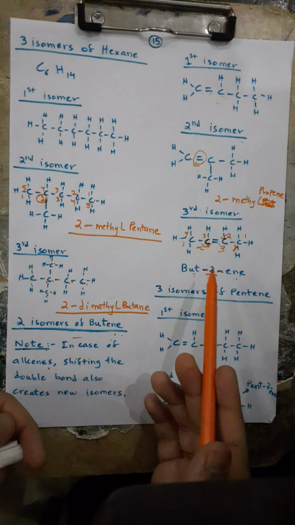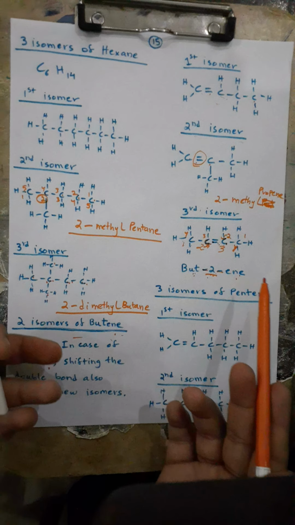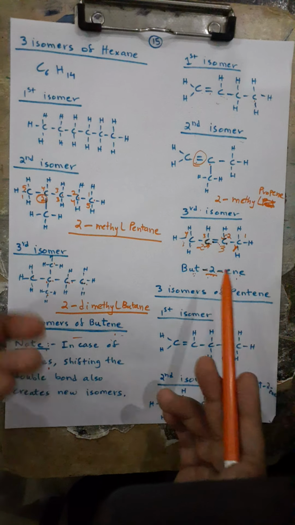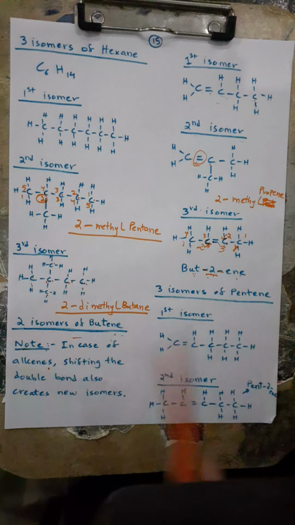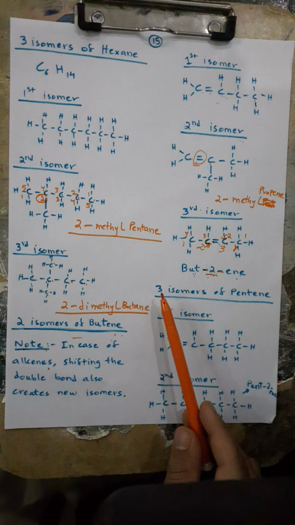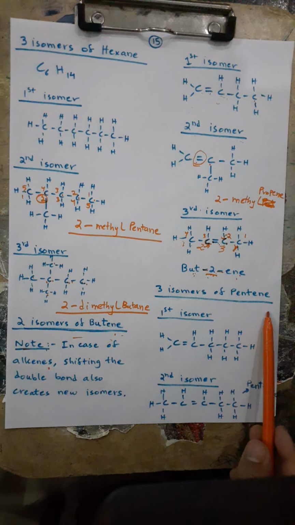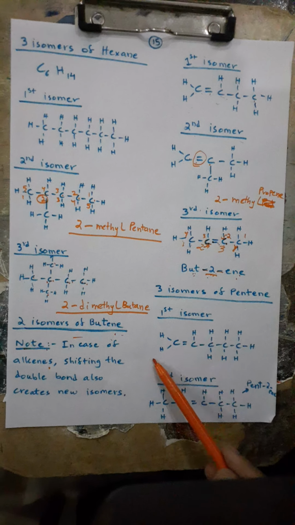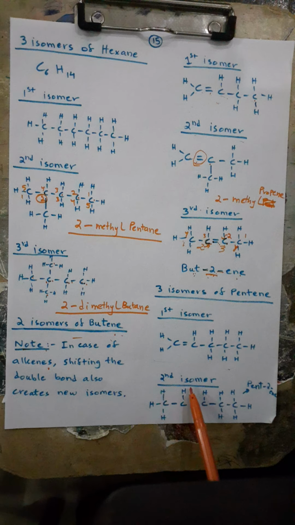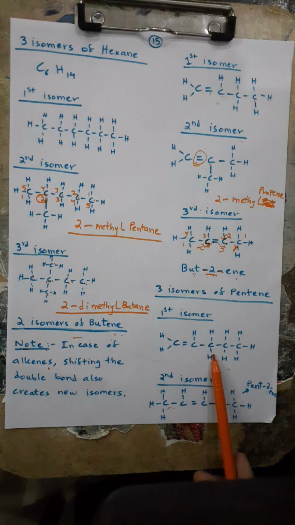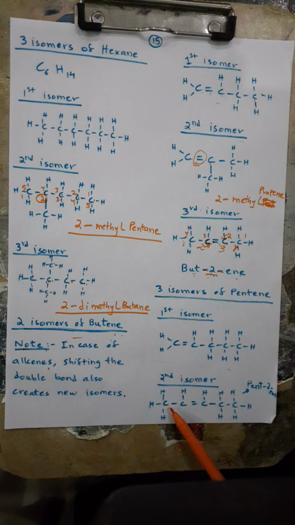If it was propene, it would be prop-2-ene, pent-2-ene, hex-2-ene, and likewise. So now the question is 3 isomers of pentene. First isomer, simple. Second isomer, what we are going to do is shift this double bond, so we are shifting this double bond onto this carbon atom.